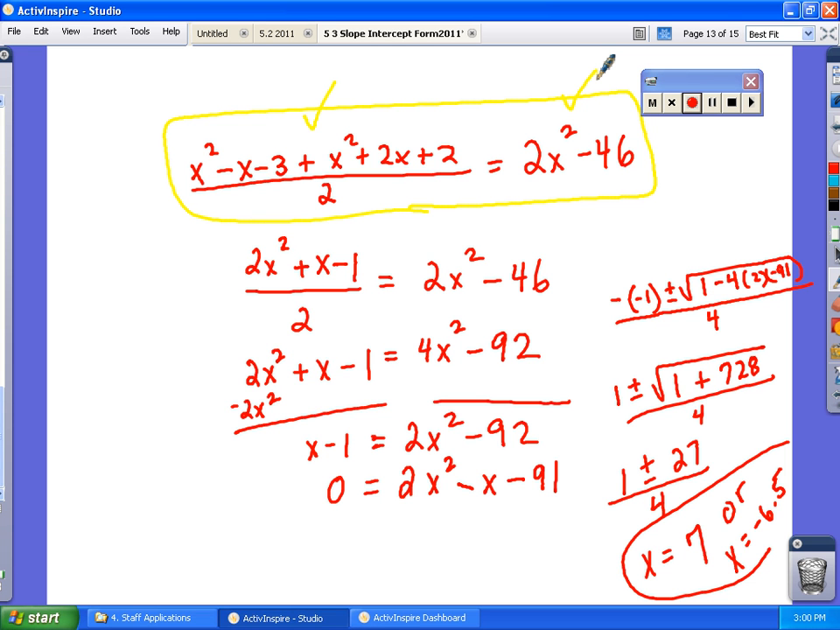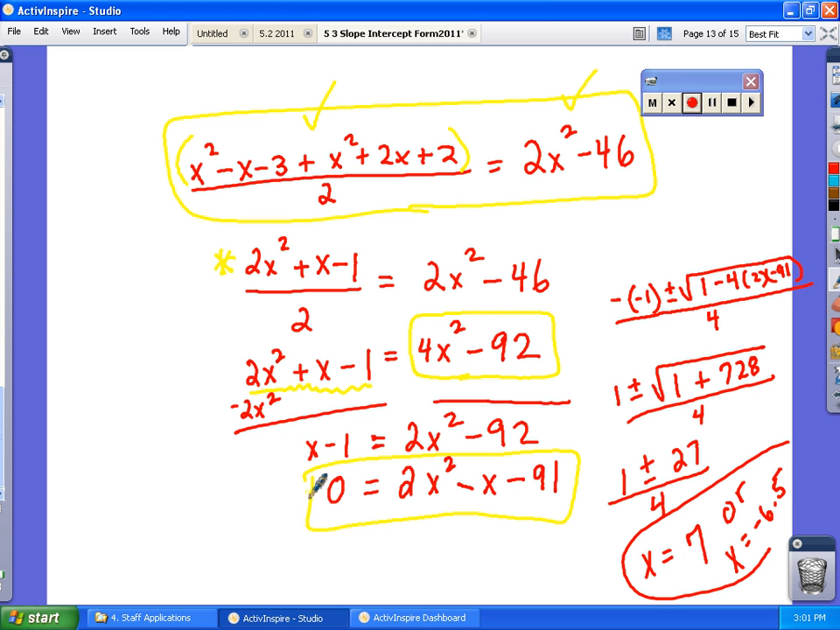So first thing I did was I cleaned up this top part right here. And when you clean that up, you get 2x squared plus x minus 1, still divided by 2, equals the mid-segment. Then I got rid of the 2 by multiplying 2 on both sides, which got me this. And last, all I did here was I started moving this side of the equation, the 2x squared plus x minus 1. I moved it over to the other side by subtracting 2x squared on both sides. Then I subtracted x on both sides. Then I added 1 on both sides. And you did that so it could say 0 equals 2x squared minus x minus 91.